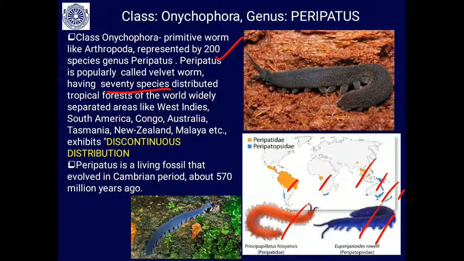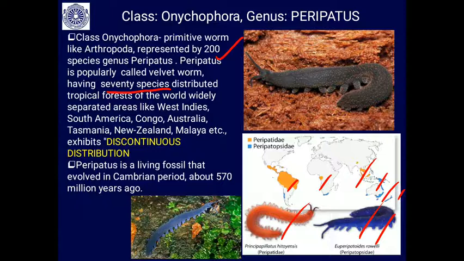Discontinuous distribution means they are distributed in terrestrial habitats that are widely separated. You know, this is South America, Africa and Asia. All these are widely separated continents. So this is what you can see, the discontinuous distribution.